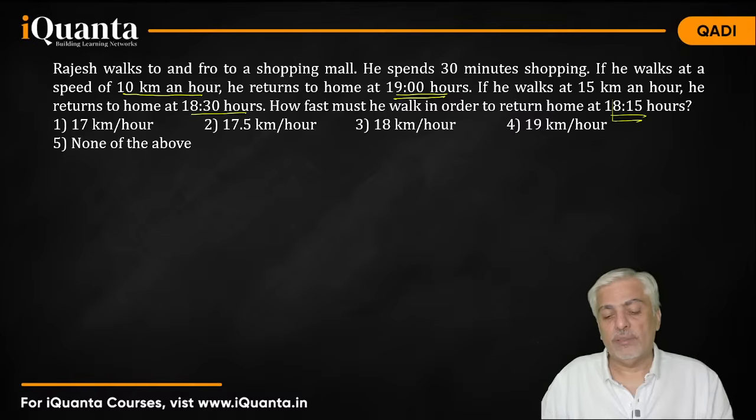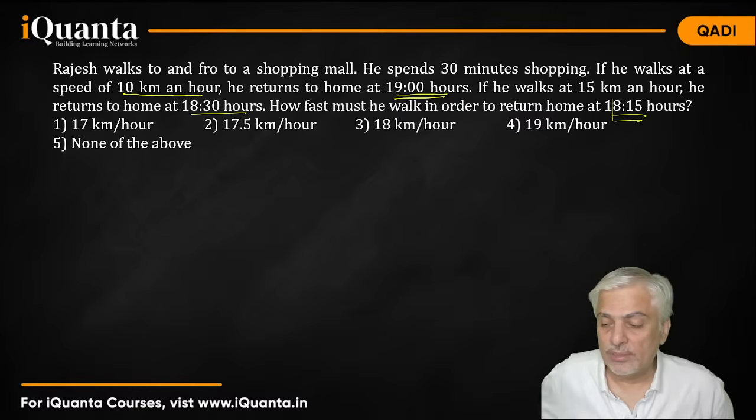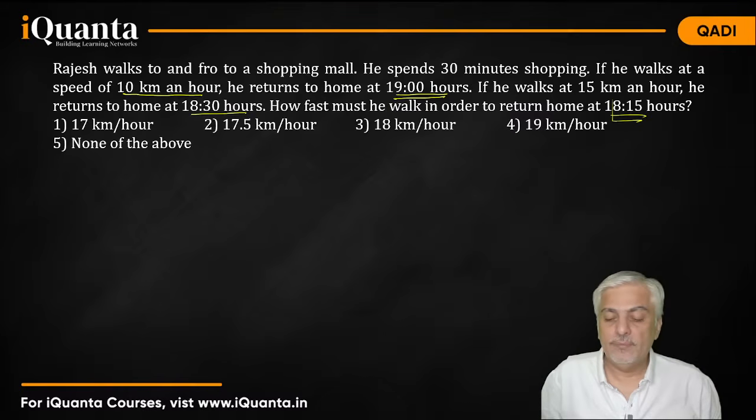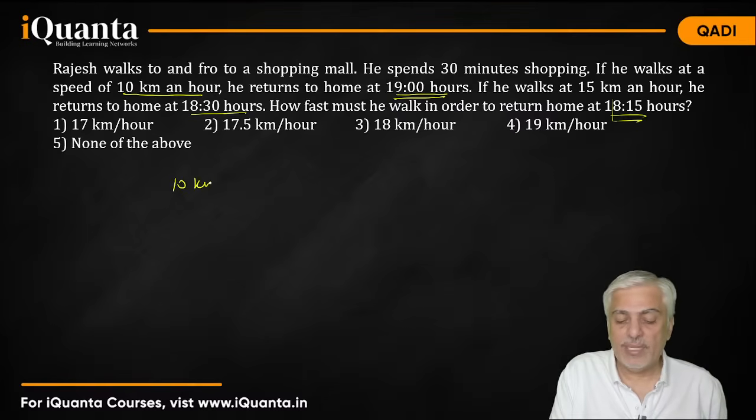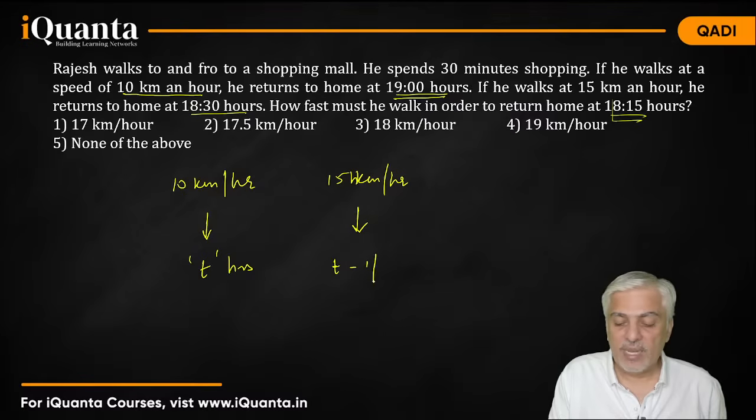So the time was not important. The difference in the time was important, right? The difference in the time was very, very important. When the speed is 10 kilometers per hour, he takes, suppose, t hours. At 15 kilometers per hour, he takes t minus half an hour. So at what speed will he take t minus 3/4 of an hour?